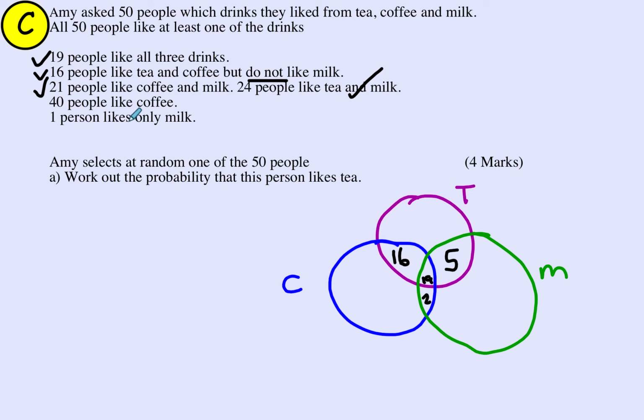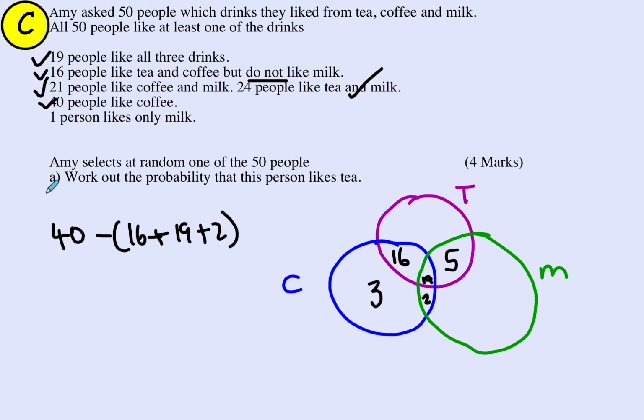40 people like coffee. Therefore, this entire blue circle is 40. So I've got to take away 16 and 19 and 2. So you can calculate that with me. So that's 40, subtract. You can work everything out in the bracket first by adding it all together and then subtracting it from 40. Or you can do 40, subtract 16, subtract 19, subtract 2. It gives you the same thing. And therefore, we get 3.